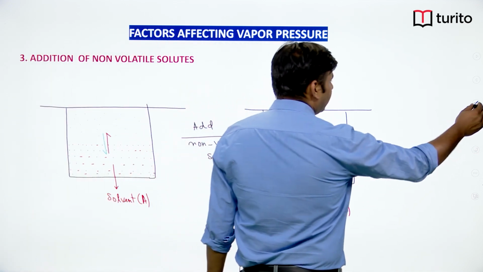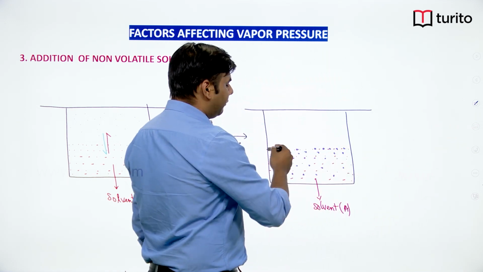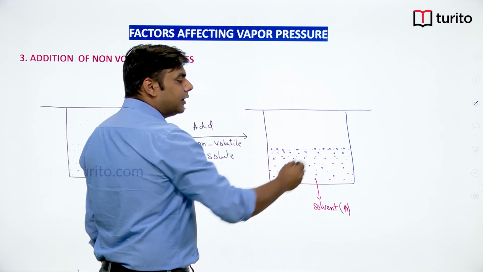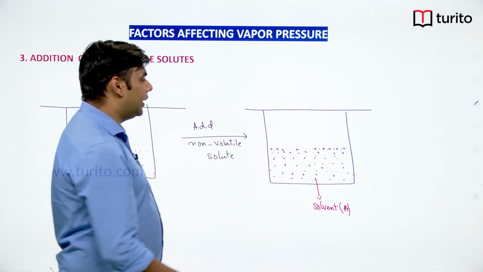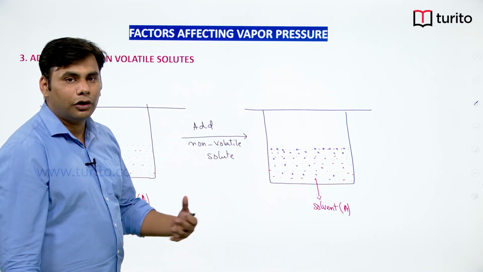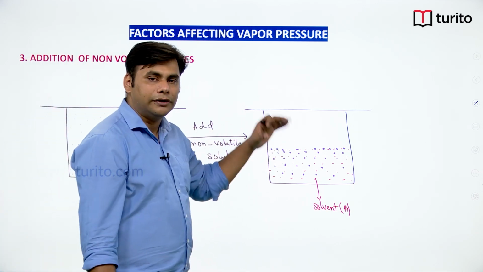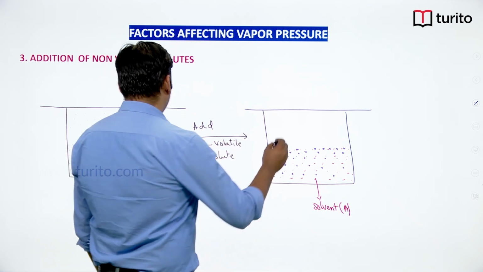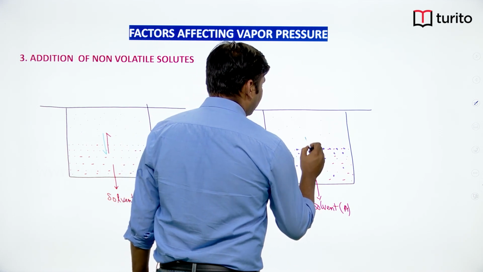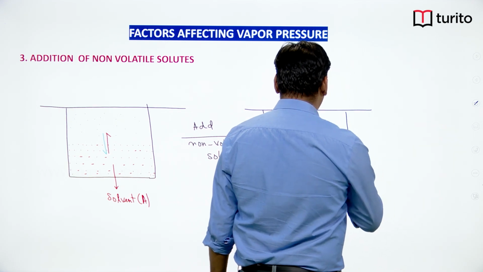So the number of molecules of solvent on the surface would decrease because the surface is now occupied by some of the solute molecules as well. So the number of solvent molecules at the surface decreases. So the number of molecules that were escaping out has decreased. Now because this is a surface property, molecules from the surface are leaving, so we know that less vapor would be formed over here. So we'll say that the vapor pressure has decreased.